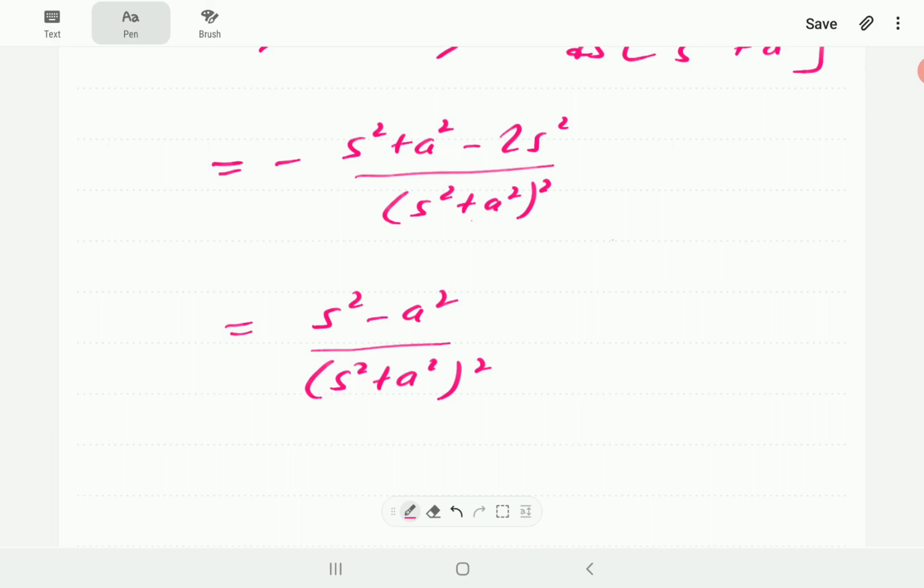In the next set of videos, we're going to look at Laplace transforms of functions involving the Heaviside function.